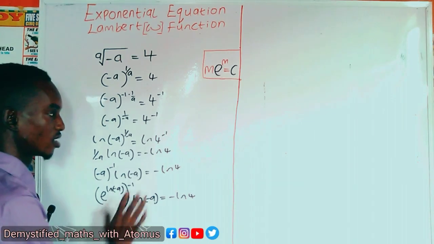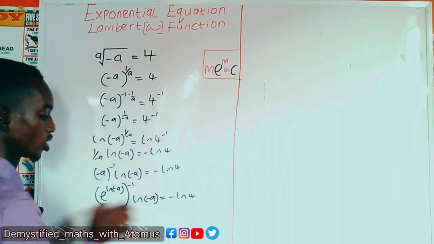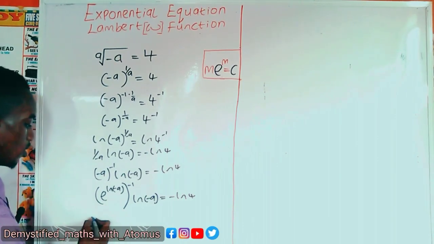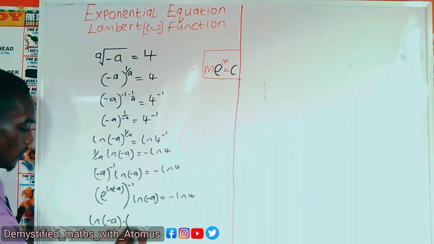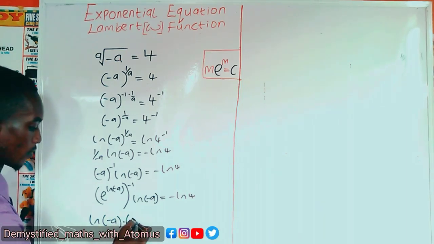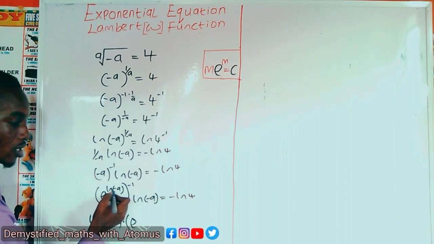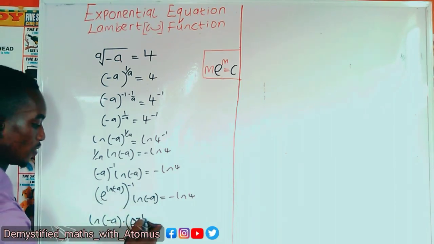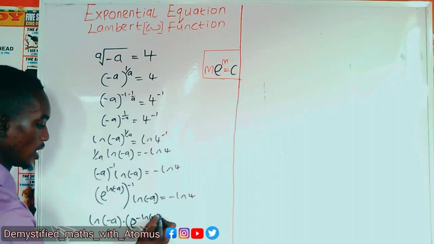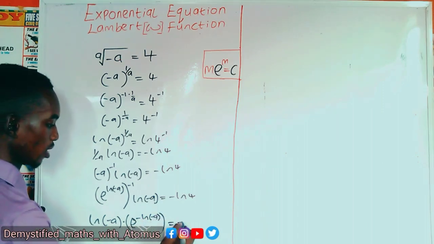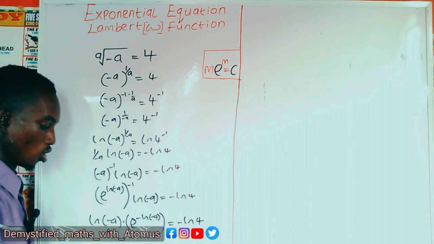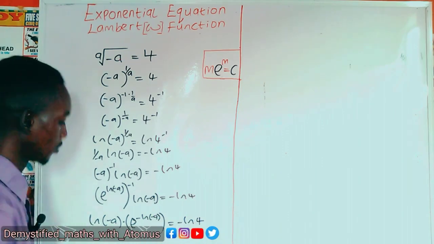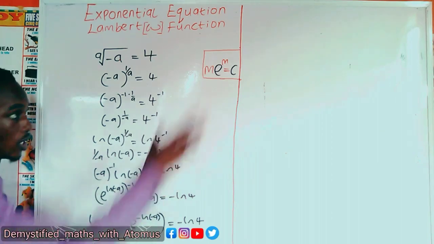Now let's write this so as to look more like this. Let's write this coefficient here. So we have ln(-a), then e raised to power negative 1 will multiply this, by the law of indices, negative ln(-a) equals negative ln 4. Are you following? Now, because of space, let's write this up here.